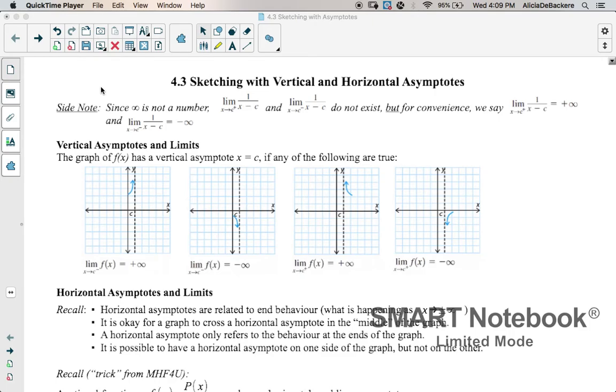All right, welcome to lesson 4.3. In this lesson, we're going to be sketching with vertical and horizontal asymptotes. And this is another long lesson for us.